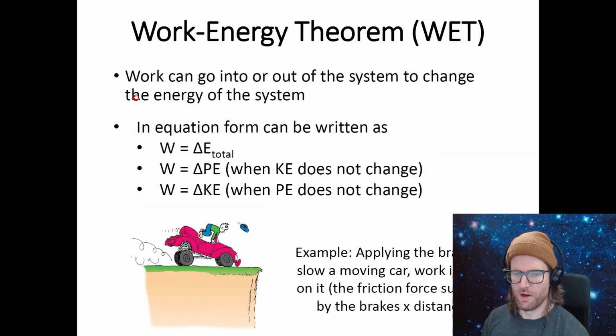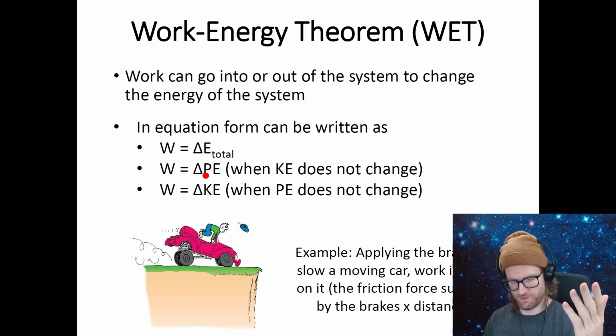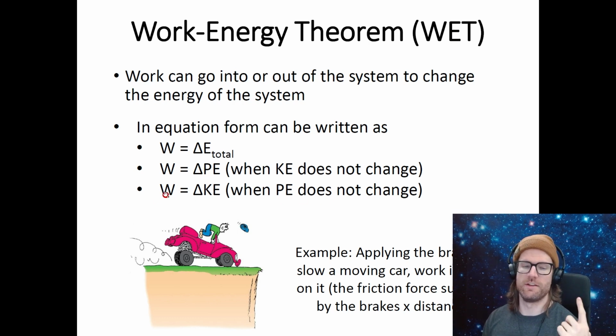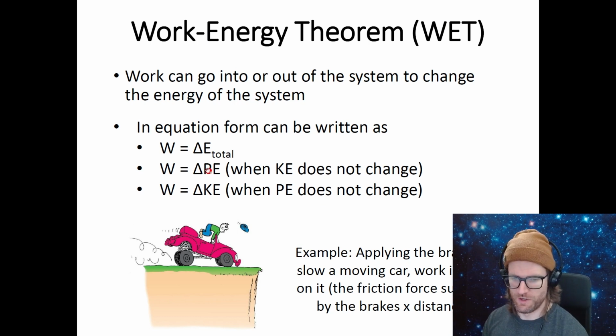Okay, the work energy theorem. Work can only go into or out of the system to change the energy of the system. So in equation form, work is equal to the delta energy total. And these are specific cases. So this is the work energy theorem here, that work is equal to delta energy total. It's always true. If kinetic energy doesn't change, then work is equal to the potential energy change. And if potential energy does not change, then work is equal to the kinetic energy change. But in general, work is equal to the change in total energy of the system.